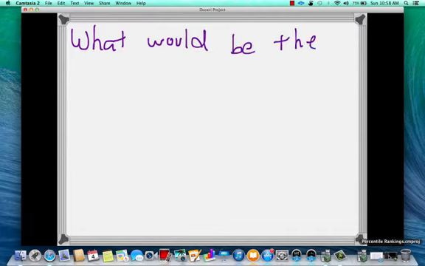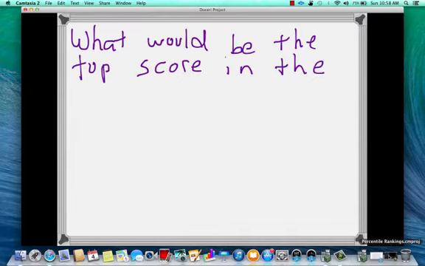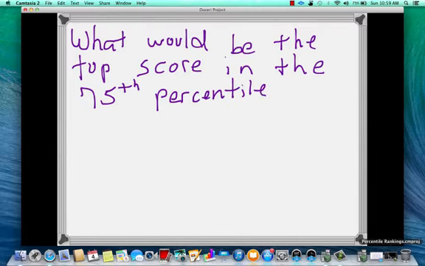Let's suppose we want to find what would be the top score in the 75th percentile. Basically, what score would be in the 75th percentile?